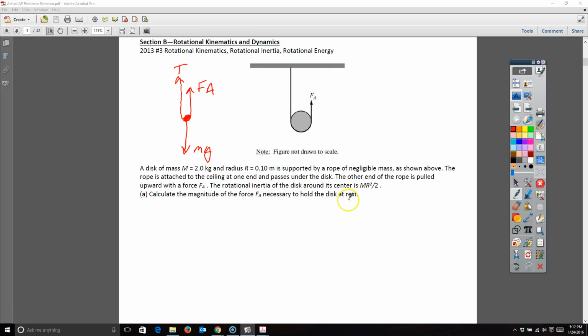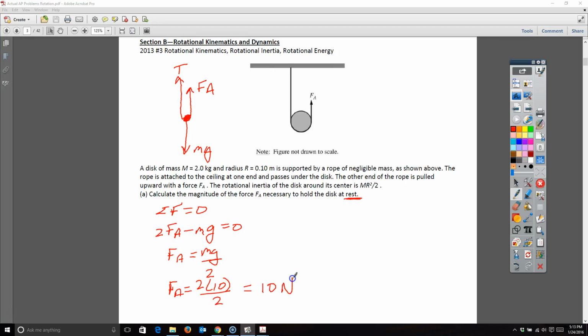First thing they want us to do is calculate the magnitude of the force FA that will hold the disk at rest. So here we know that the sum of the forces is equal to 0. So this would be 2 times the applied force minus mg is equal to 0. And the reason I say it's 2 times the applied force is these two are going to be the same when it's at rest. So now at this point we can just say FA is equal to mg divided by 2.